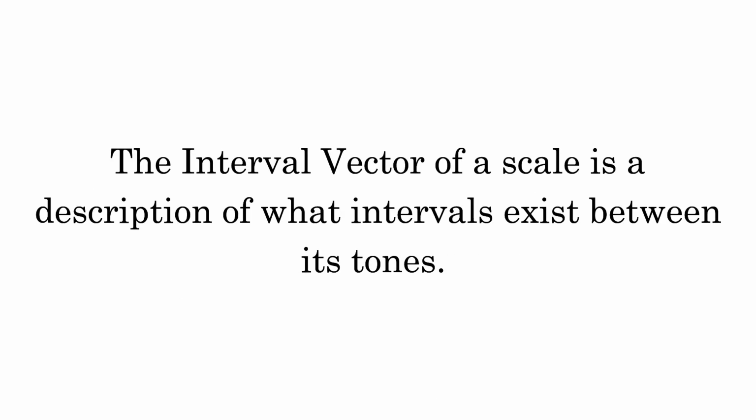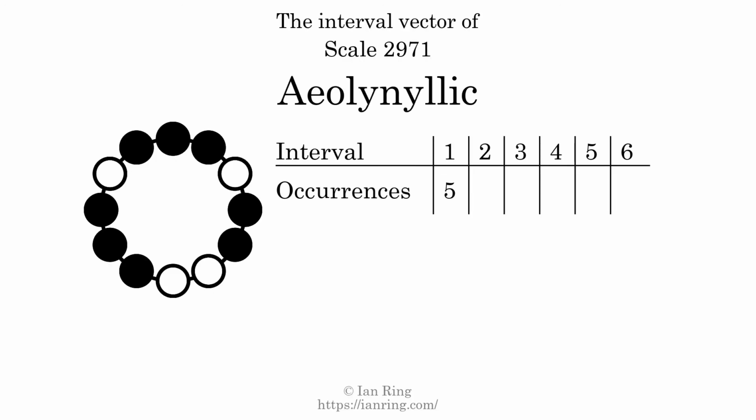The interval vector of a scale is a description of what intervals exist between its tones. There are 5 intervals with the size of 1 semitone. They are here, here, here, here, and here. There are 4 intervals with the size of 2 semitones. They are here, here, here, and here. There are 5 intervals with the size of 3 semitones. They are here, here, here, here, and here.